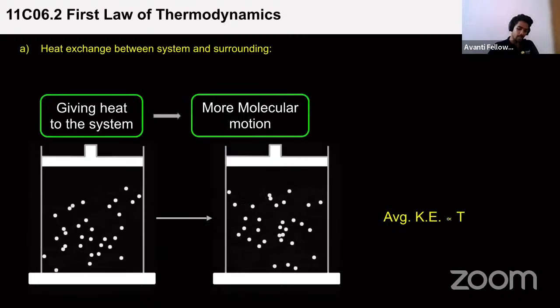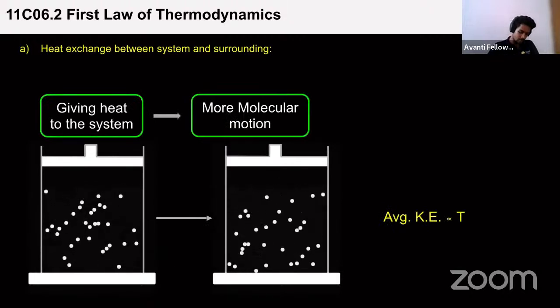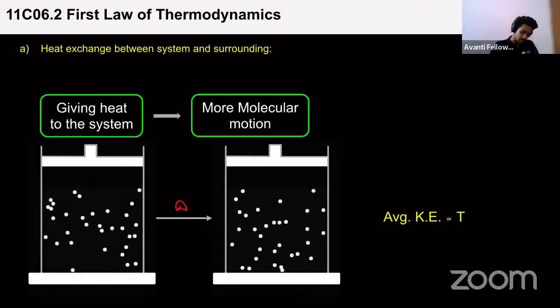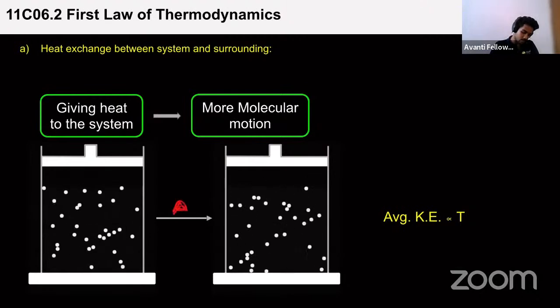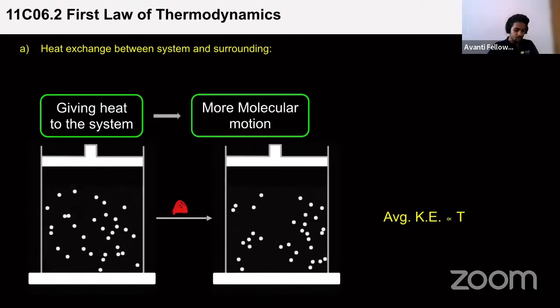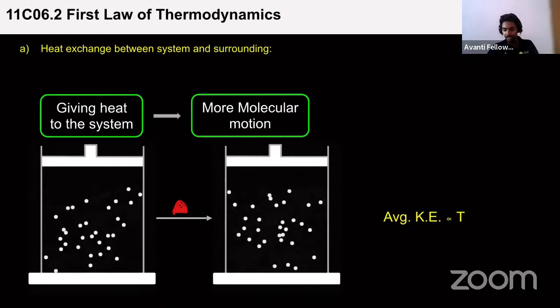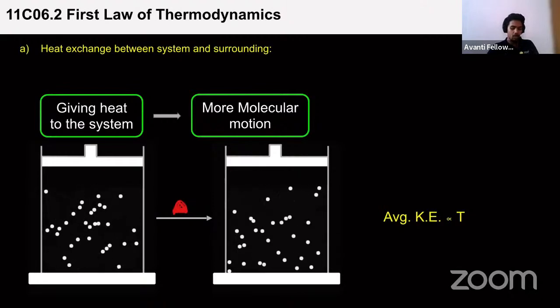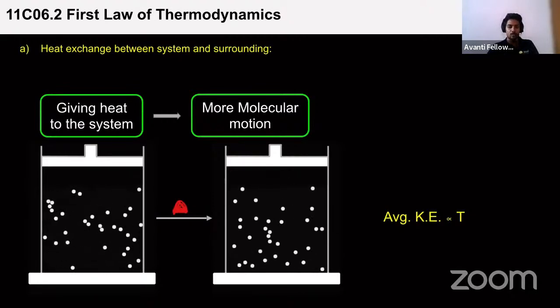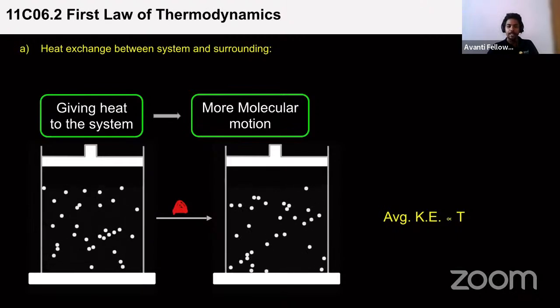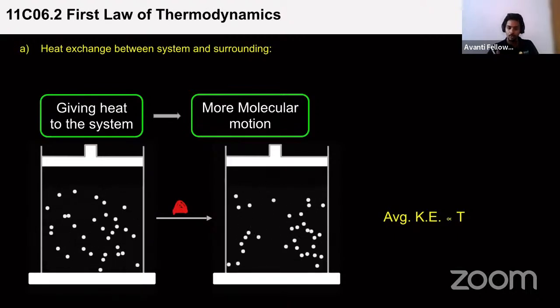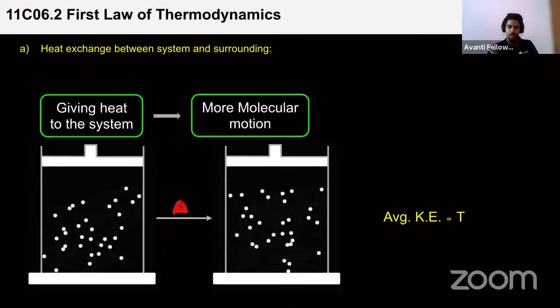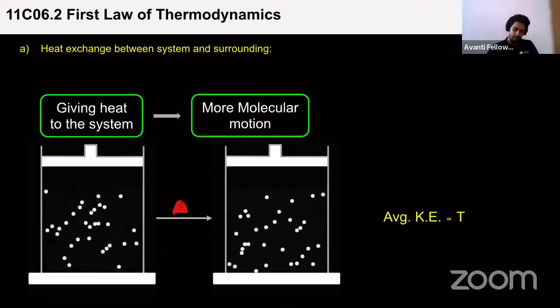Now what I'm doing, I'm heating it. Now, if I heat it, what happens? The molecular motion is increasing. Can you see this? The molecular motion is increasing. Now, as the molecular motion is increasing, what does it mean? Kinetic energy of the molecules is increasing. Collisions are increasing because the kinetic energy of the molecules is also increasing.